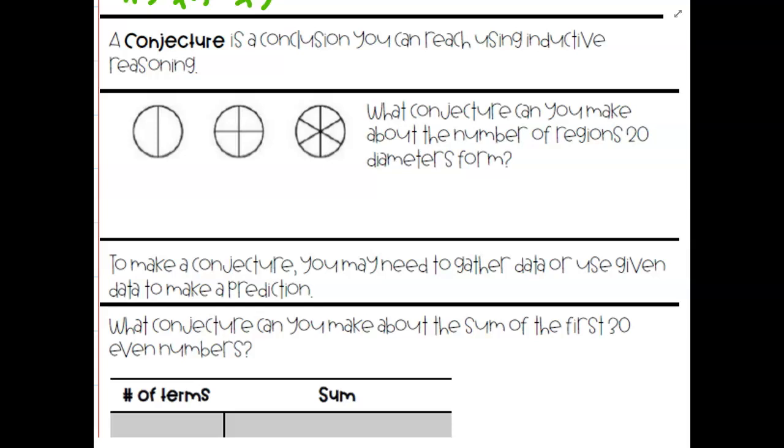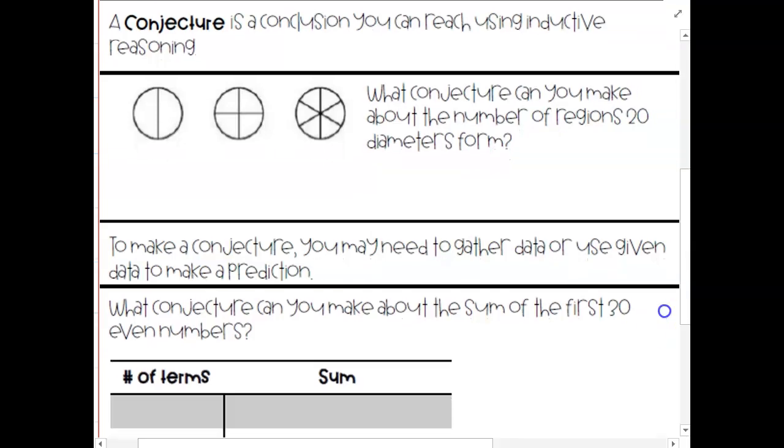Okay? Now you can make a guess and maybe it's not true. So not all conjectures are true. We'll talk about that here in just a minute. So if I look at these shapes here, I have this pattern. I've got a circle that has 1 diameter, a circle that has 2 diameters, a circle that has 3 diameters. What I want to do is look at the pattern and see if I can make a conjecture about the number of regions. So 2 regions, 4 regions, 6 regions. The number of regions that would be created if I had 20 diameters.